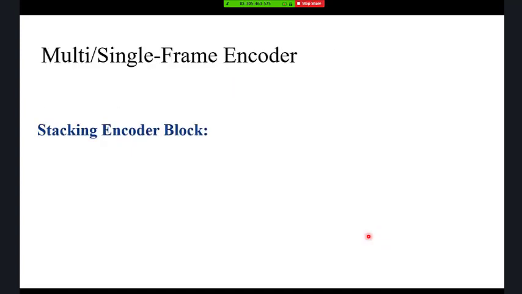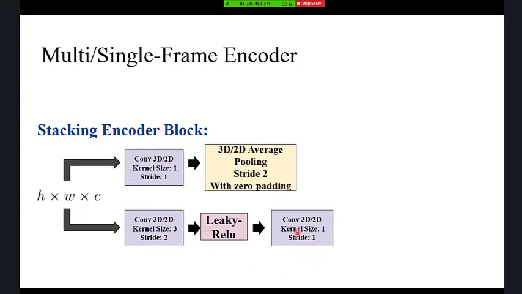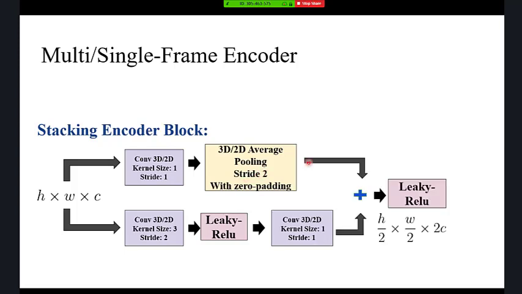So let's go through the details. Here is the detail of our stacking encoder block. Given the input, which has shape H by W by C, in one pass, we encode it with one convolution with stride 2, leaky ReLU, and another convolution, and in another pass, we encode it with just one convolution and one average pooling with a stride of 2. And finally, we aggregate the output of these two paths. The output has half the size of the input.